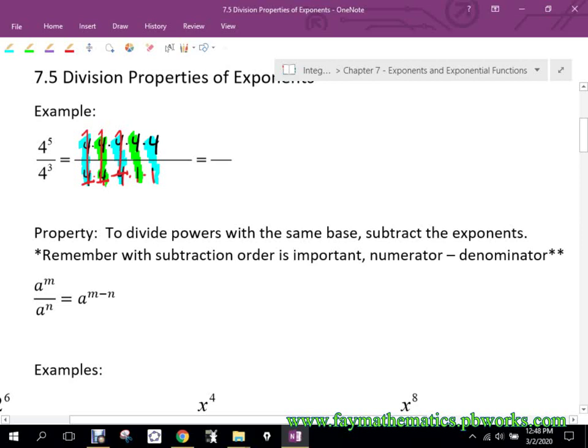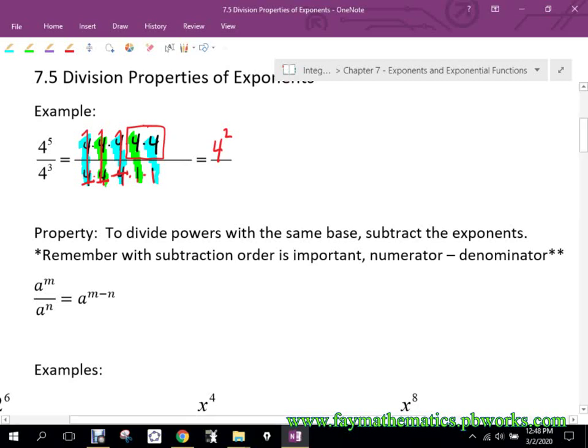So how many 4s are you really multiplying together here when I do 4 to the fifth over 4 to the third? 2. You're left with only those 2. Everything else canceled out, right? So I'm left with 4 squared instead of 4 to the fifth over 4 to the third, right? Well, can't you just subtract those 2? Absolutely. So that's the relationship that I want you guys to see here.